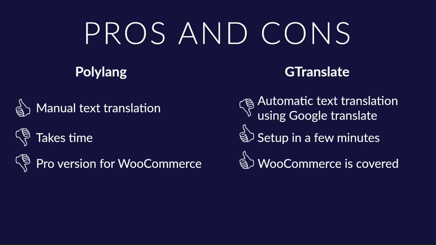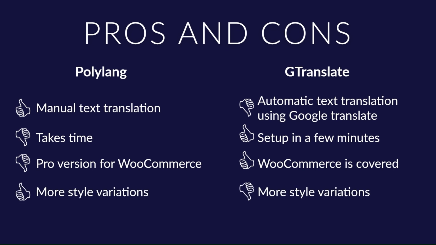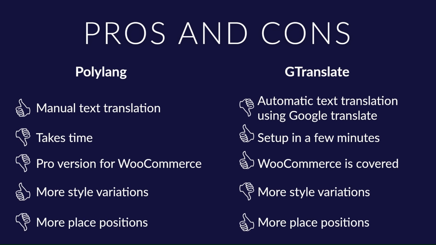Polylang allows more style variations in the language switch bar, which is not possible with GTranslate, but using GTranslate, there are more positions where you can place the language switcher. We are starting with practical work, and after that you can choose the plugin that suits you better.